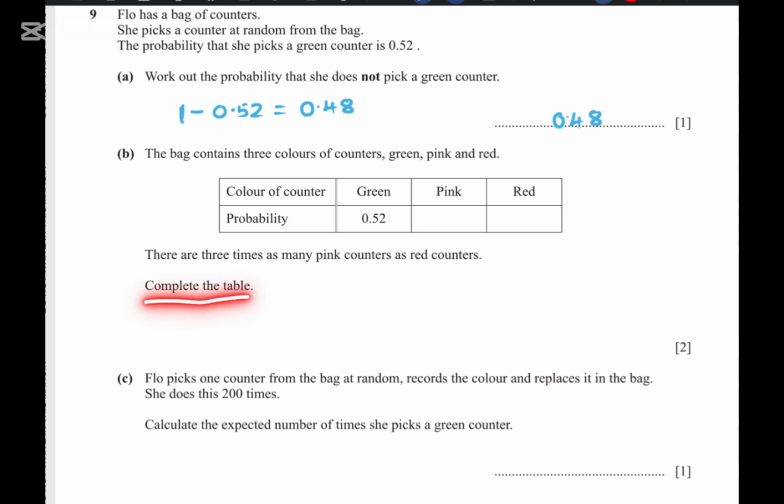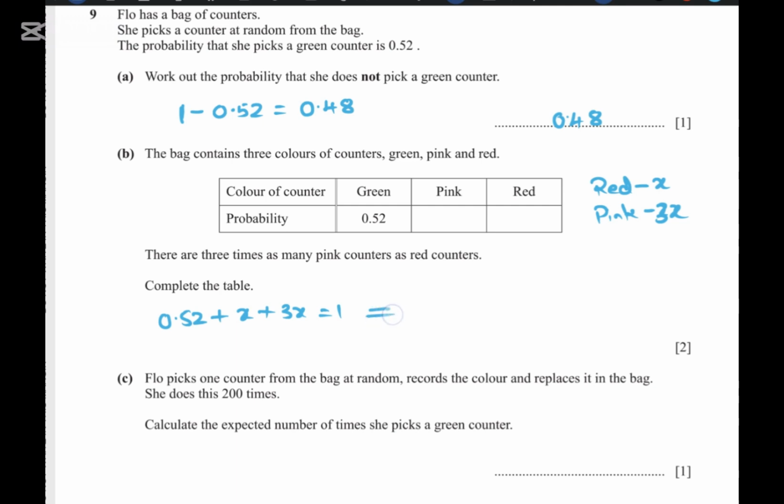We need to complete the table, right? So what is the probability of picking pink and red? We have to find that out. For that they have given this hint: there are three times as many pink counters as red. So suppose the red counters are x, then the pink counters will be 3x, three times. Okay? When you add all the probabilities, it should be equal to 1.